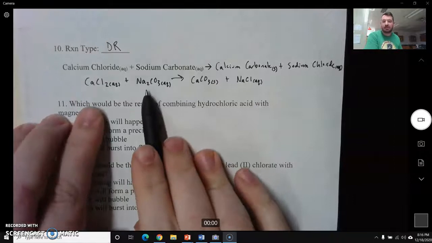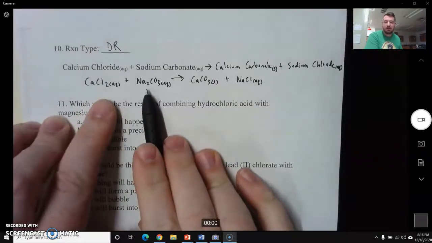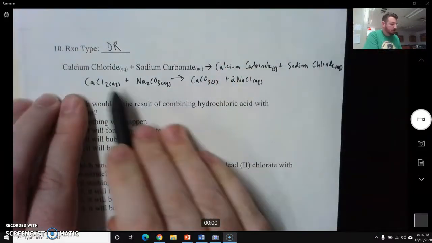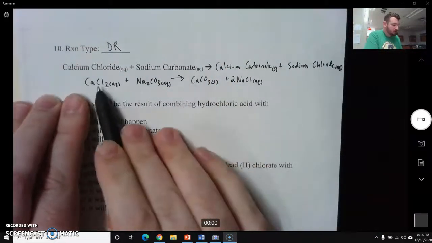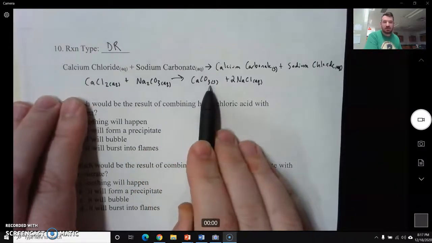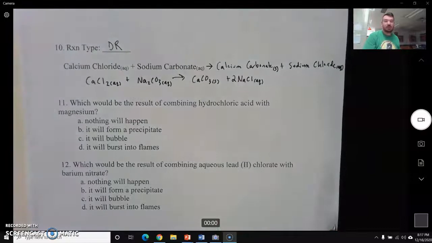All right. Now we need to balance. So on the reactant side, I see I have 2 sodiums and 2 chlorines. So I need to put a 2 in front of my sodium chloride. I have 1 calcium, 1 calcium. I have 1 carbon, 1 carbon. I have 3 oxygens and 3 oxygens. So we are balanced and ready to go.